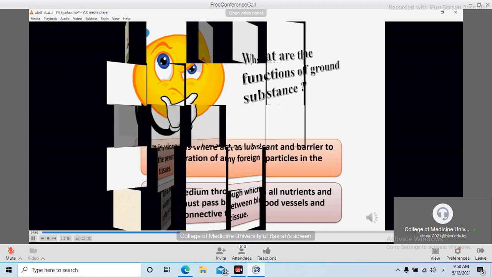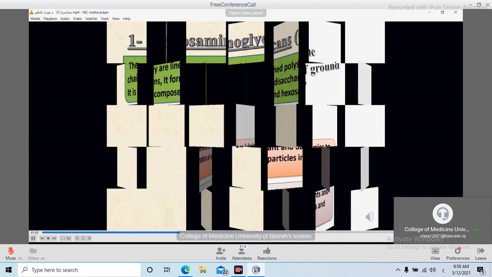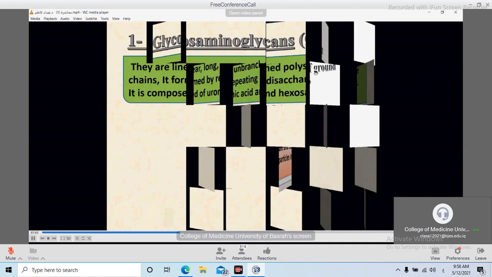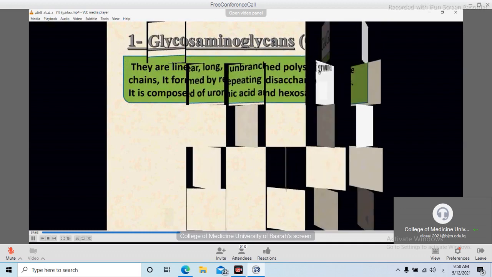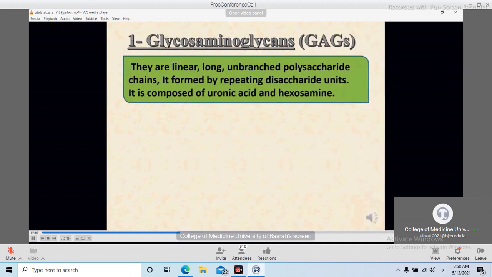The ground substance is composed mainly of three types of macromolecules. These are glycosaminoglycans, proteoglycans, and glycoproteins.